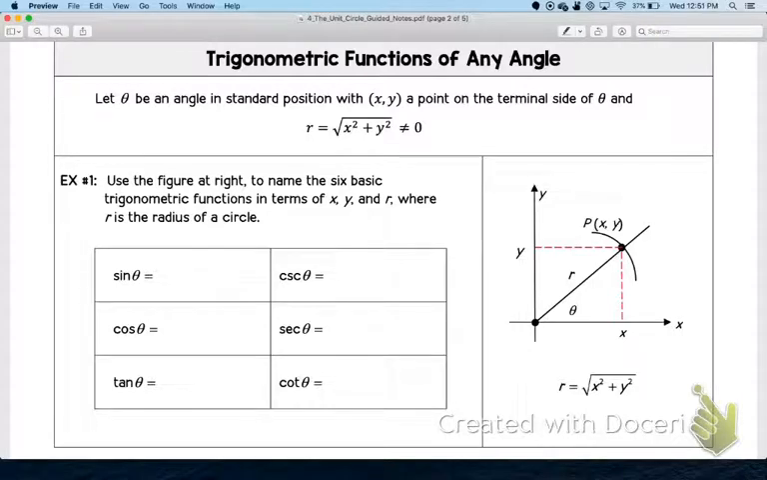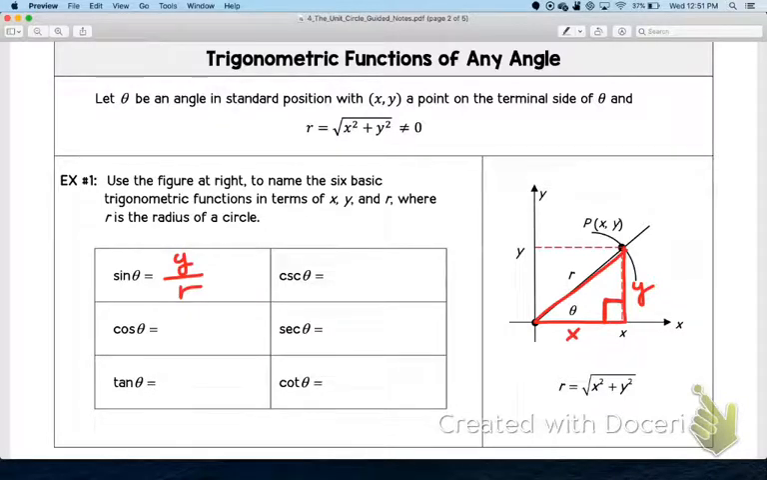So for example 1, use the figure at the right to name the 6 basic trig functions in terms of x, y, and r. So now we're just keeping our r, not making it a 1 anymore. If you look over here at the diagram, here's our right triangle. We have this as x, this as y. So your sine is opposite of theta, which would be y, over your hypotenuse, which in this case is r.